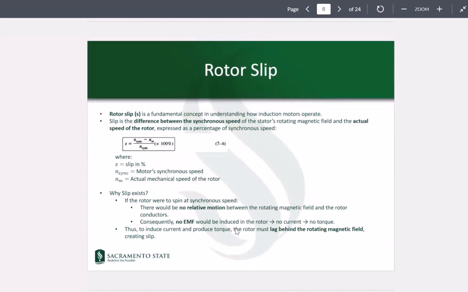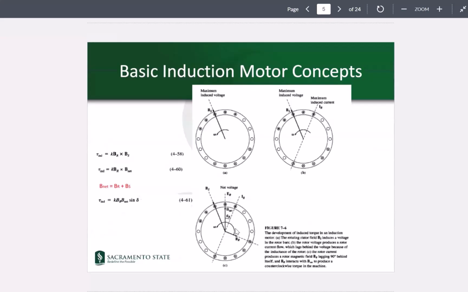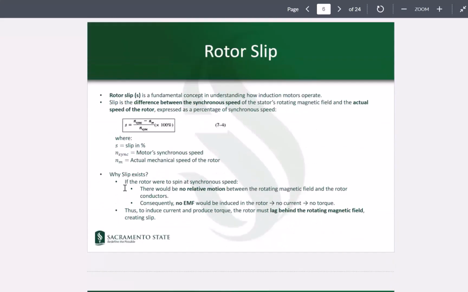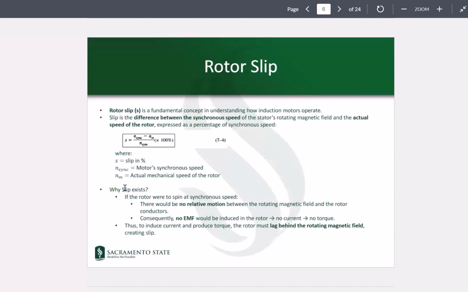All right, now, so this was the fundamentals associated with how this torque is produced. That's because of the interaction between the stator and rotor magnetic fields, or the stator and the net magnetic field. And the net magnetic field is caused by the vector sum of the rotor and stator magnetic fields. Now, let's go to rotor slip.